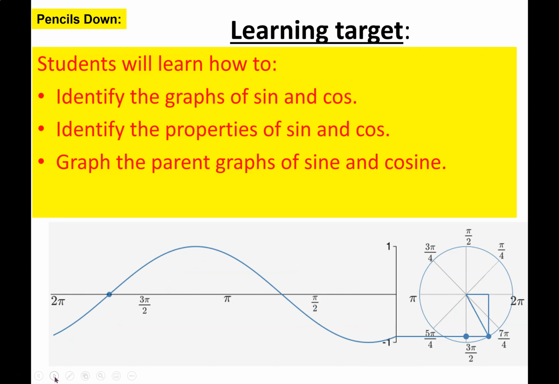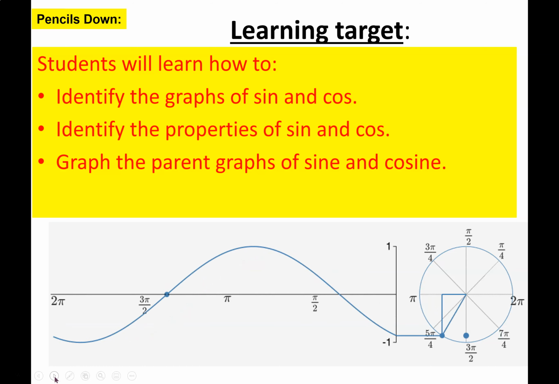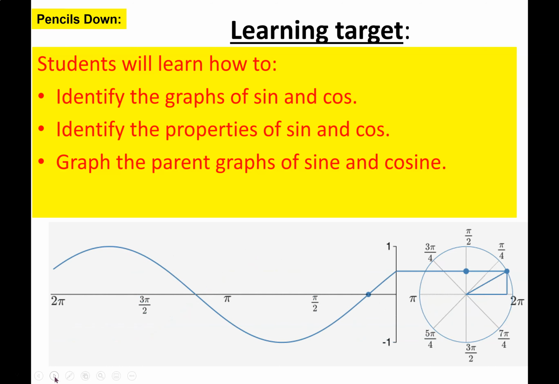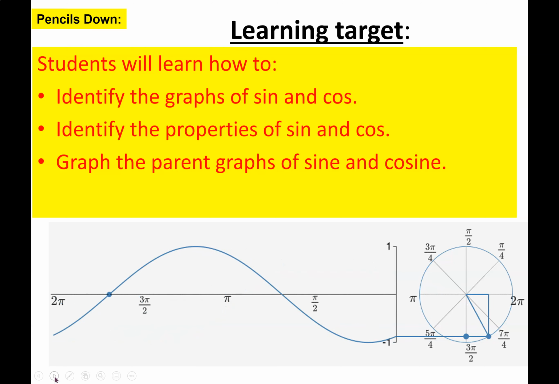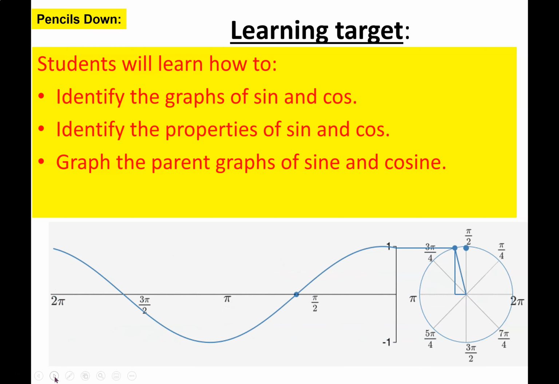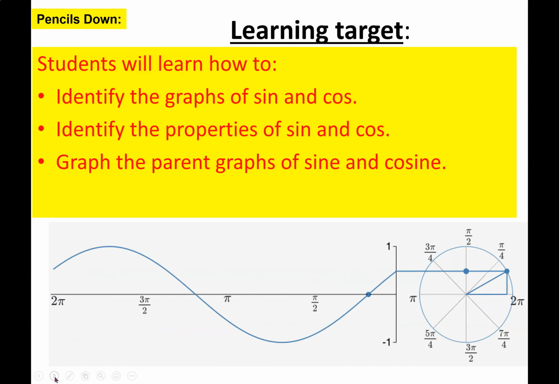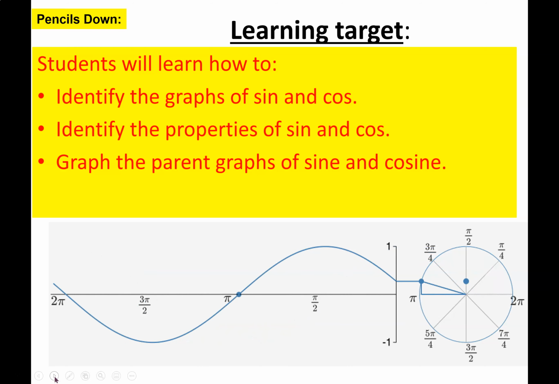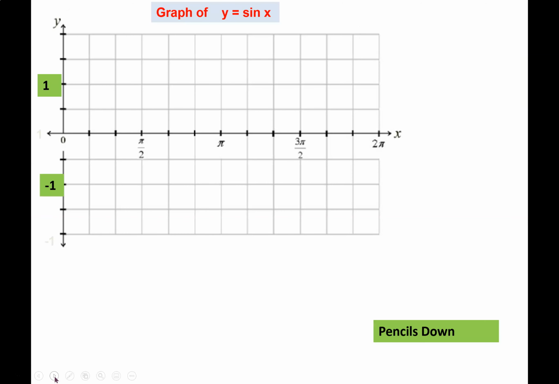Students will learn how to identify the graphs of sine and cosine, identify the properties of sine and cosine, and graph the parent graphs of sine and cosine. When we're graphing, what you want to think about is peeling or pulling off the unit circle in order to create a sine graph or a cosine graph. That's technically what you're seeing here. You don't have to write anything down. I just want you to look at it so you can see what's going on.